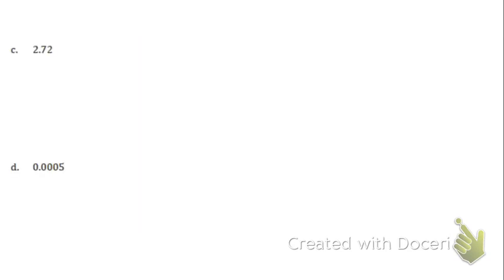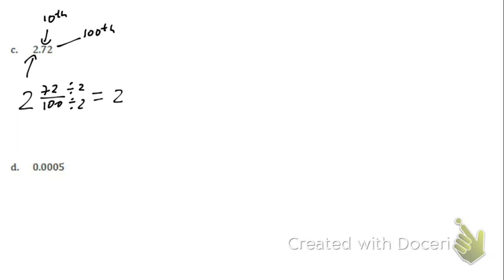Let's see. Alright, 2.72. Remember, 2 is a whole number, so it could be 2 and 72 over, since it's the hundredths, right? Put over 100. I believe 4 goes into 72. So right here, if you didn't know that 4 can go into 72, you might divide top and bottom by 2.